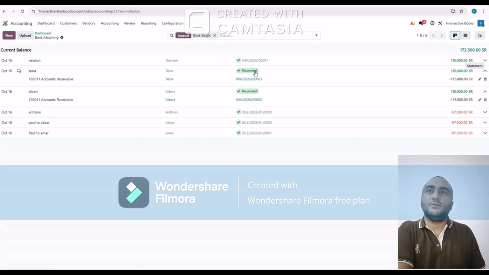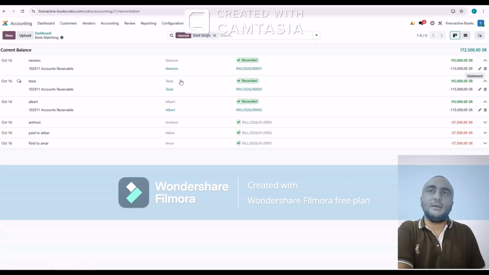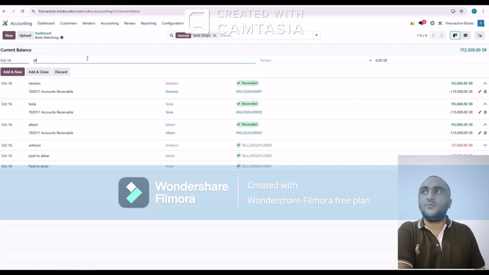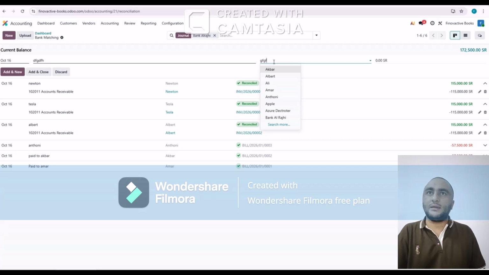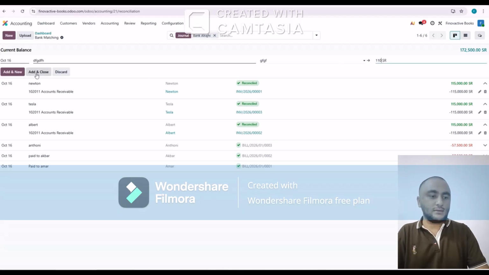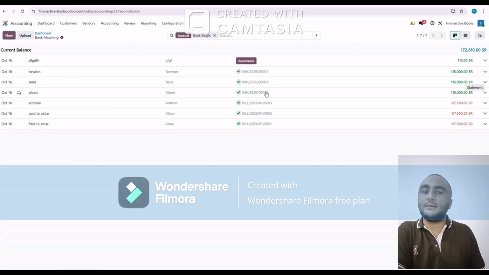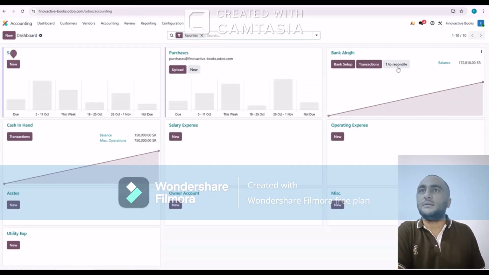You can see this time Odoo automatically reconciled this item. If we write something with a partner we don't know, a new partner, and he paid 110, and we enter this entry, Odoo will not find anything, so it will ask us whether to write it as receivable or something else, and here we will see the sign, one item to reconcile. So this is how Odoo bank reconciliation works.